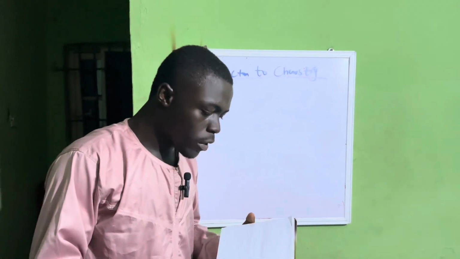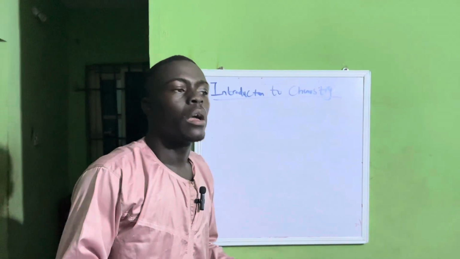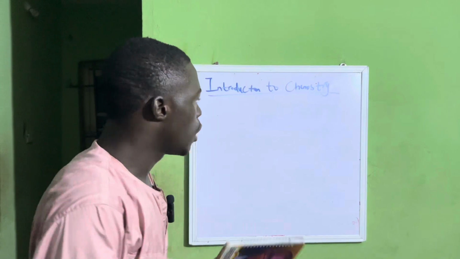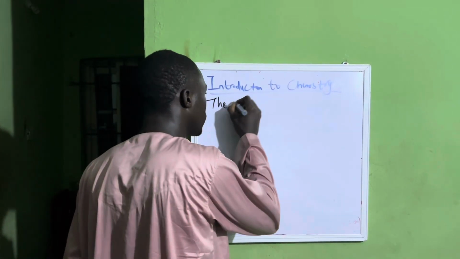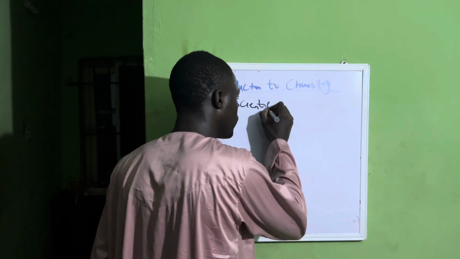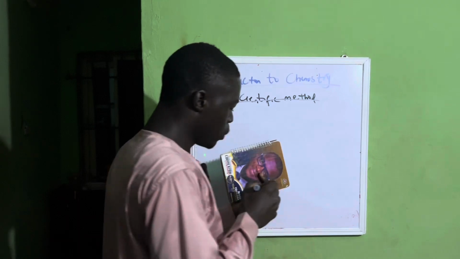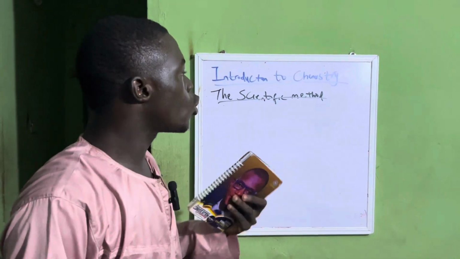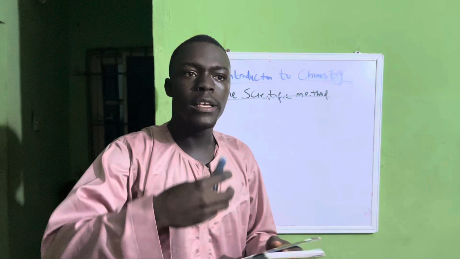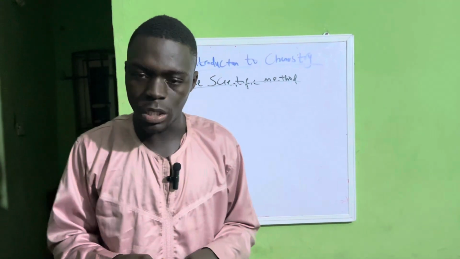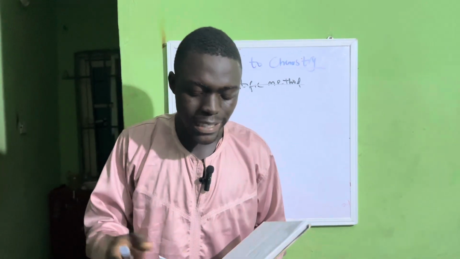So, as we all know, the first thing we need to take a look at in introduction to chemistry is the scientific method. What is the scientific method? As we know, science is a study of change. There is always a new change in town. So how do we know that this thing is correct or this thing is wrong? How do we postulate theories? How do we make laws in chemistry or in science? That is what we know as the scientific method.